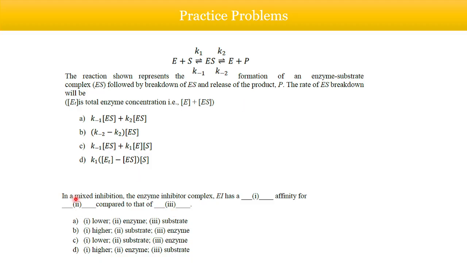The next one: in a mixed inhibition, the enzyme inhibitor complex EI has a dash affinity for dash compared to that of dash. So is it lower, higher, is it the enzyme substrate or the substrate enzyme? What is it? So in mixed inhibition, the enzyme inhibitor complex EI. So I got one answer, maybe, yeah. B, okay, I got C, right.